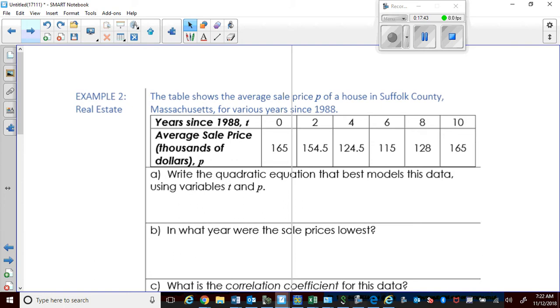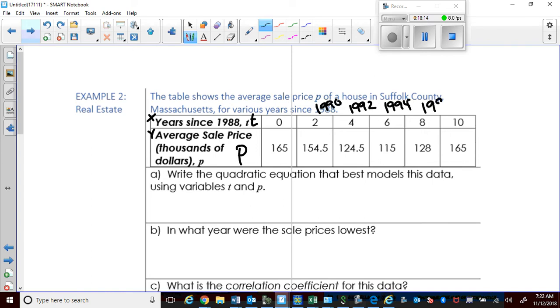So the table shows the average sales price, P, of a house in Suffolk County. So we're using different variables here, but it's still the same. This is X, this is Y. The only difference is we're replacing X and Y with these other two variables. So since 1988, year 0 is 1988. So that means year 2 is 1990. This is 1992. This is 1994. And we'll want to reference this. We want to write these things down so that we're able to easily reference the year.